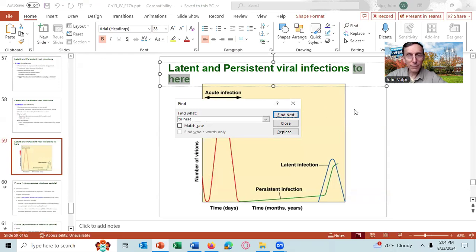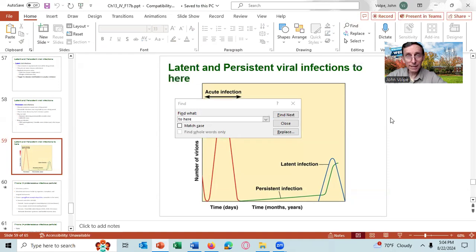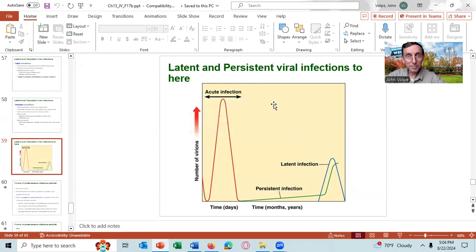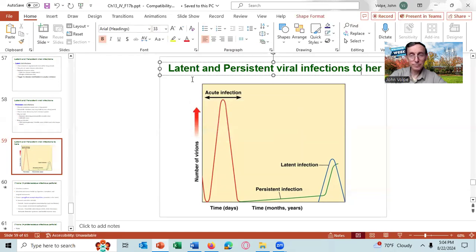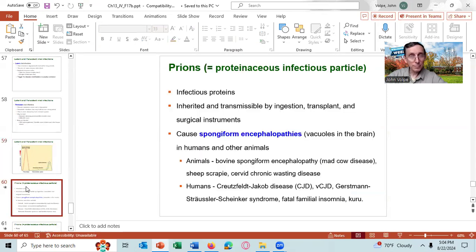All right, I have that we talked last time about latent and persistent viral infections. Can somebody confirm that? Yes, that's correct. Thank you. All right. Are there any questions about viruses at all? Because that's actually the last slide discussing viruses. All right. If not, let's move on to prions.